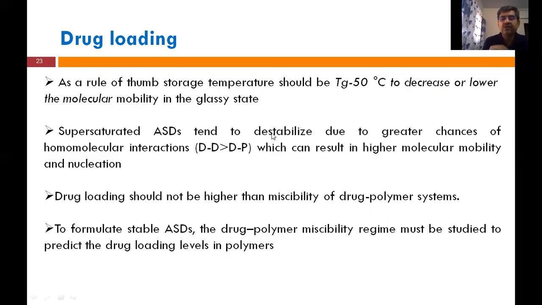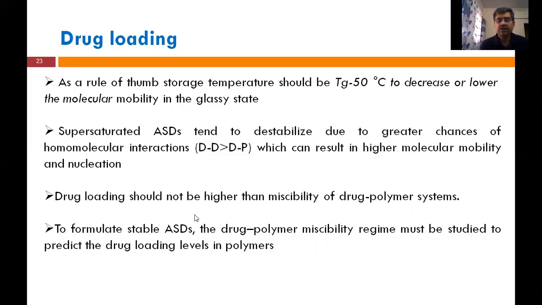Supersaturated ASDs tend to destabilize due to the greater chances of homomolecular interactions, that is drug-drug and polymer-polymer interactions, which can result in higher molecular mobility and nucleation. We had also discussed this earlier, that there could be formation of drug-rich and polymer-rich zones in your amorphous solid dispersion, which can act as a precursor to the nucleation of the drug, leading to its crystallization.